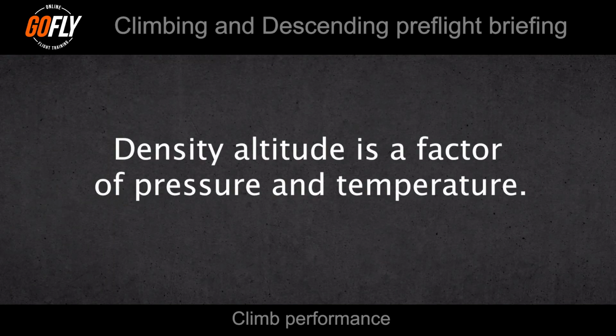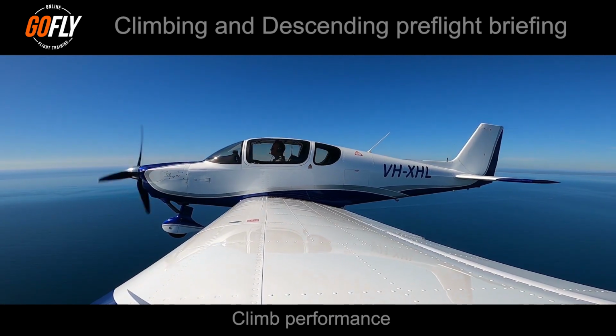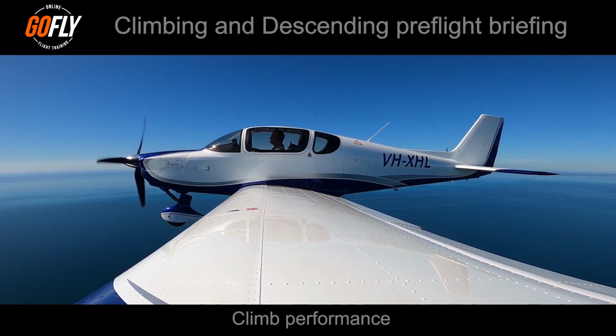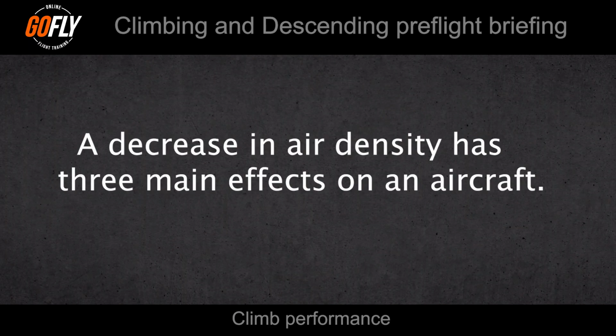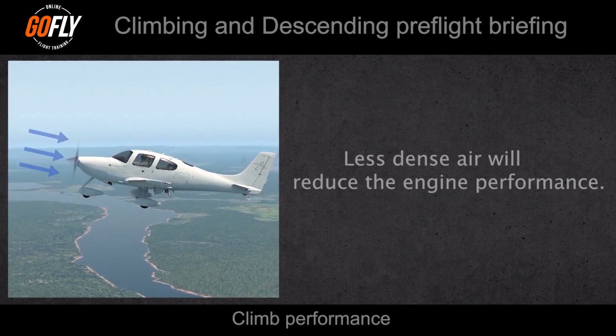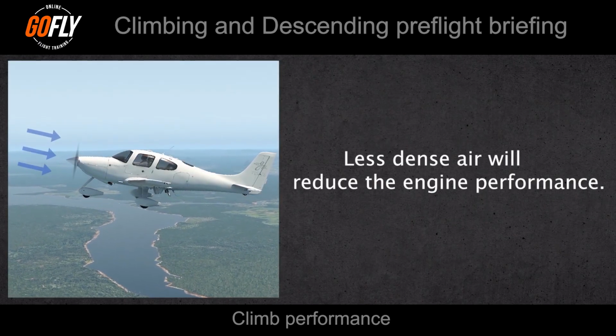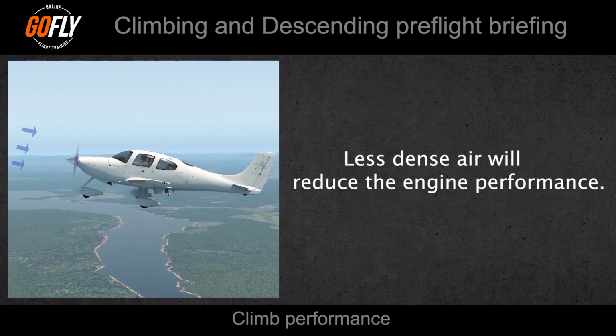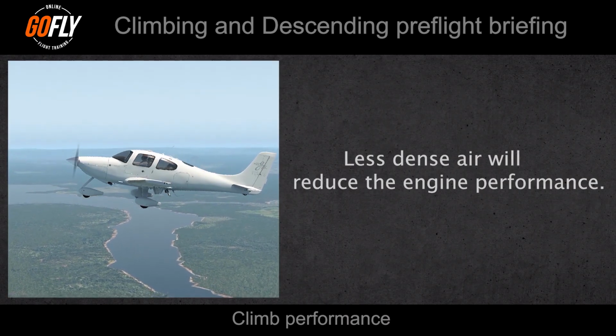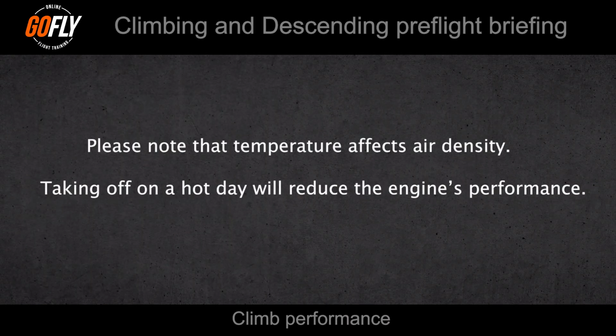Air density is mainly a factor of air pressure and air temperature. The higher the air density altitude, the lower the performance on a non-turbocharged aircraft. The decrease in air density has three main effects on the aircraft. Firstly, less dense air is going into the engine, meaning the engine will be performing at a reduced rate than if it had dense, cool air going into the engine. Temperature affects air density, so taking off on a very hot day will greatly reduce your engine's performance compared to taking off on a cold day.